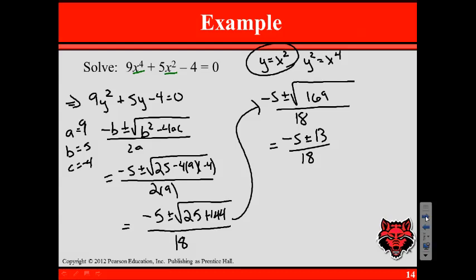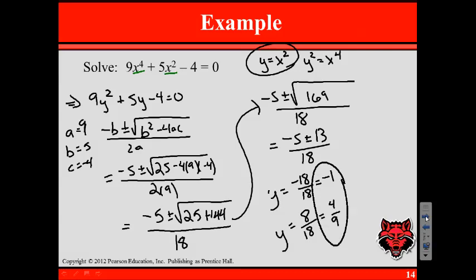Our two answers for the y variable are y equals negative 5 minus 13, or negative 18 over 18, which would be negative 1, and negative 5 plus 13, which would be a positive 8 over 18, which reduces to 4 over 9. Now, these are the y variable answers. We started with an x variable, so we have to go back to our original substitution and find what values x would equal that would solve the original equation. So let's do that on the next slide.